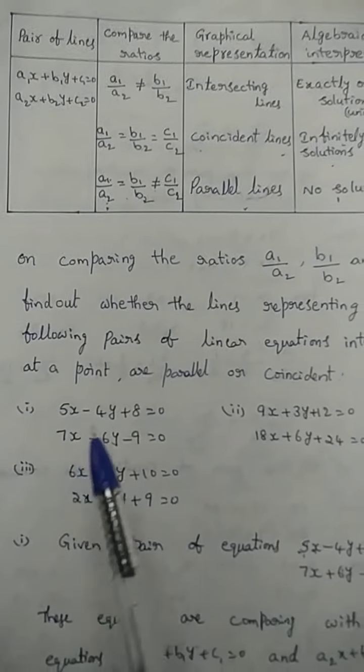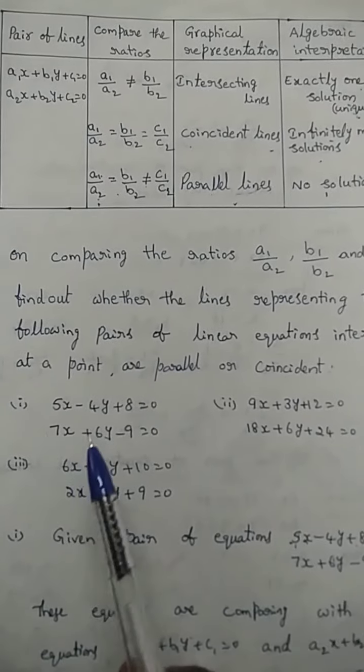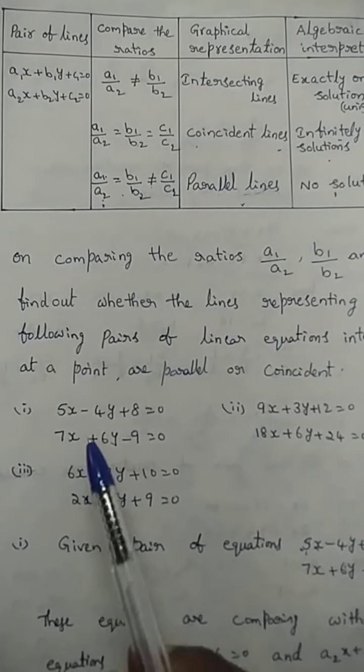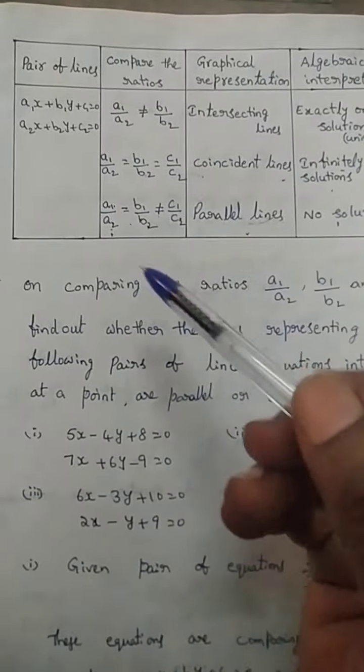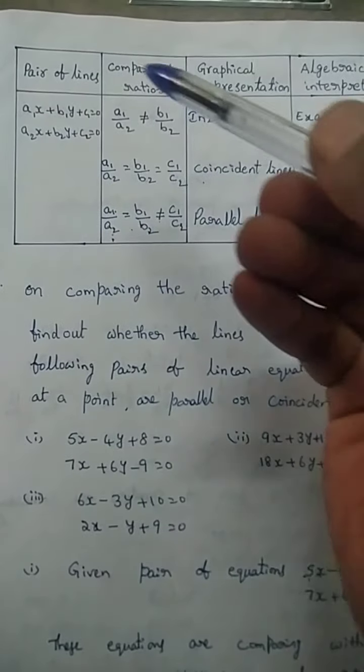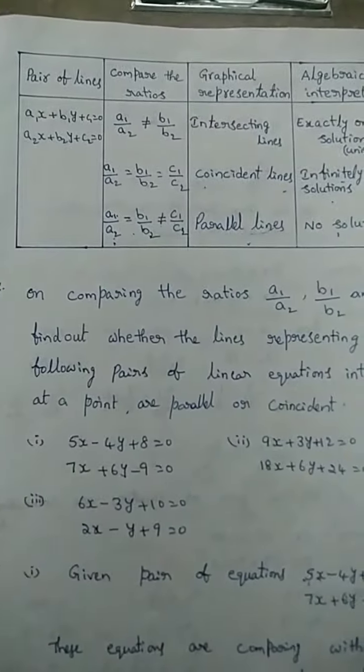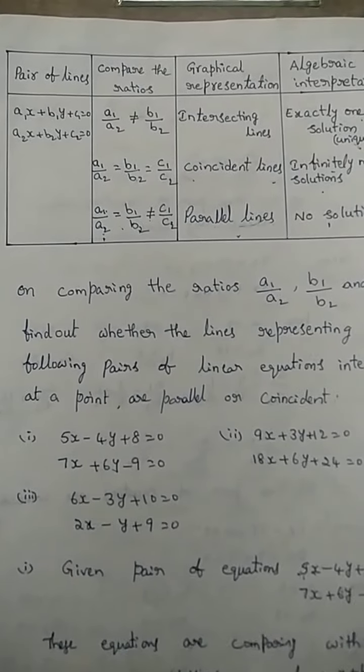Okay, students, in the previous class, we solved this problem: whether these pairs of linear equations are parallel, intersecting, or coincident by comparing the ratios of their x and y coefficients. So we will solve one more problem with the same procedure.